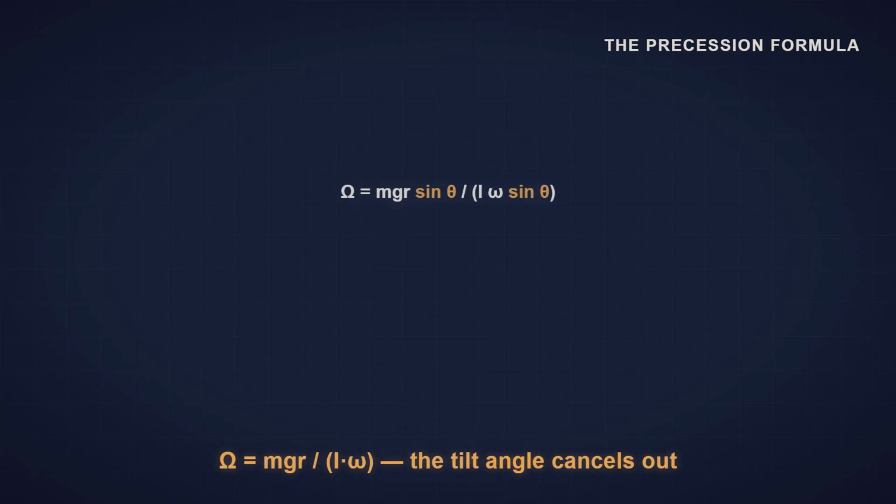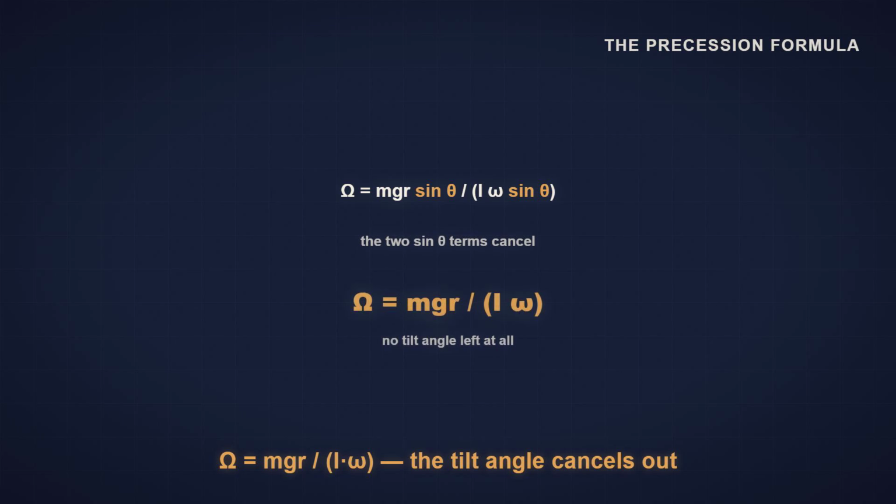What's left is remarkably simple. The precession rate equals the top's mass times gravity times the distance from pivot to center of mass, divided by the moment of inertia times the spin rate. Notice what's missing. The tilt angle isn't in the final formula at all. A top precesses at the same rate whether it's nearly upright or leaning almost flat for a given spin. That's not obvious from the setup, and it falls straight out of the geometry.